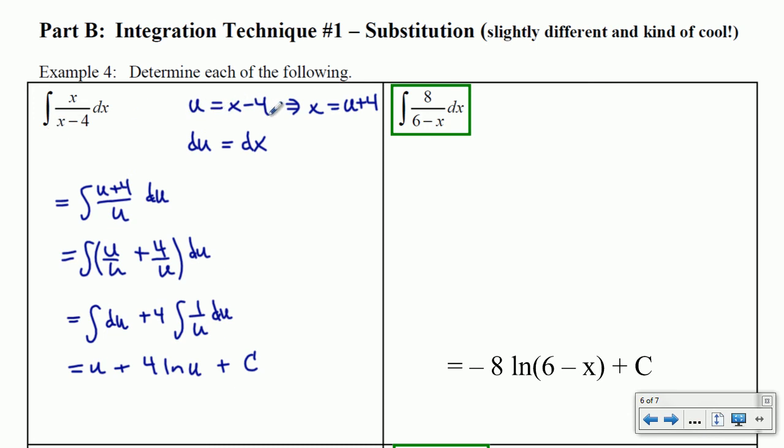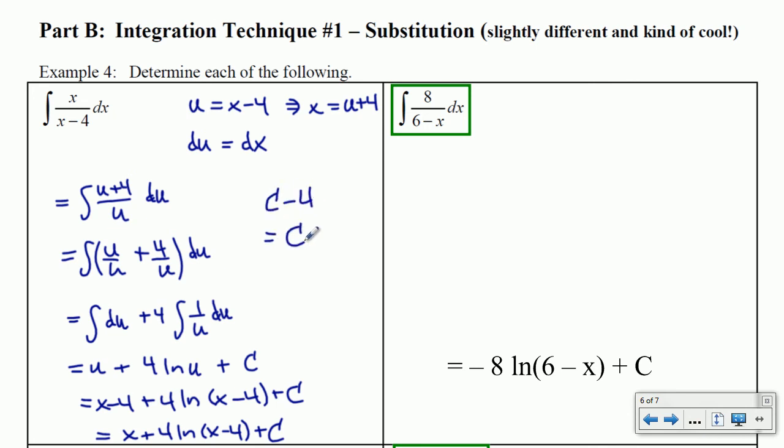So now we can just sub x minus 4 back in for u. So we have x minus 4 plus 4 ln of x minus 4 plus c. And this constant can absorb the minus 4. So we would have x plus 4 ln of x minus 4 plus c. So this constant has just absorbed the minus 4. So I've basically done constant minus 4 equals some new constant which I haven't changed the symbol for. I'll leave the one on the right there for you to do and prove that the result is negative 8 ln of 6 minus x plus c. It's a very similar substitution to the one we just did.